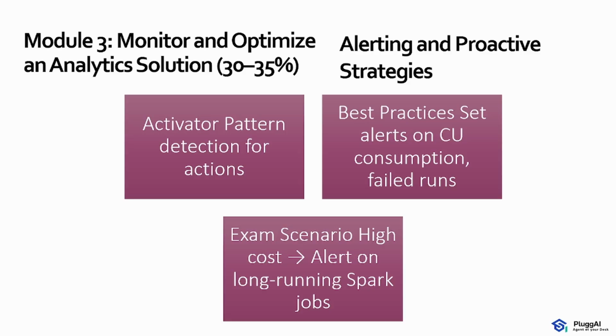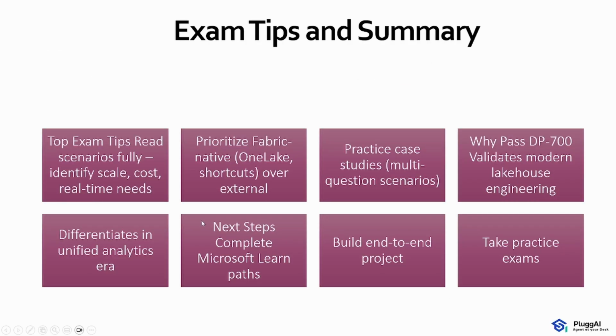Tie it back. Module 1 built the governed foundation. Module 2 got data flowing clean. Module 3 keeps it humming efficiently. Go practice. Run a messy Spark job. Monitor it. Optimize with Z-order and vacuum. Check the warehouse stats impact. We've made it to the end of our DP-700 series.